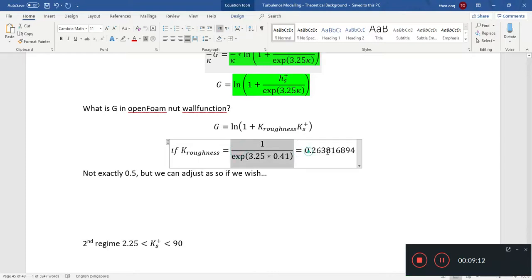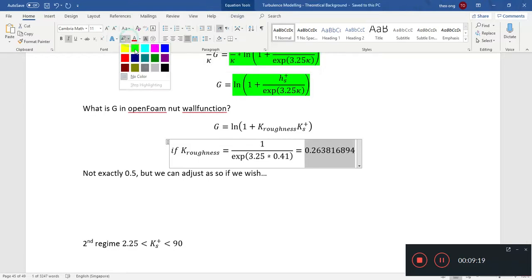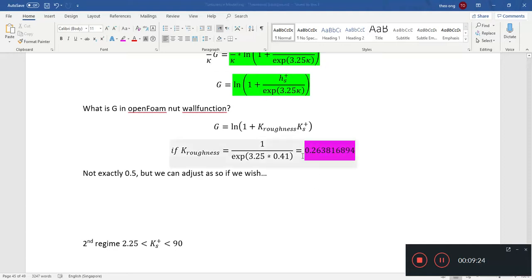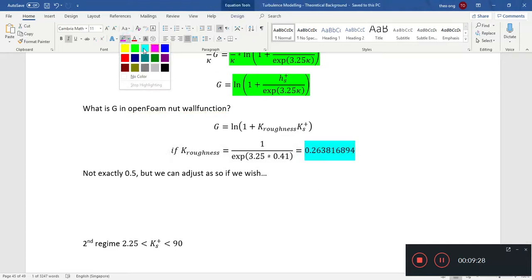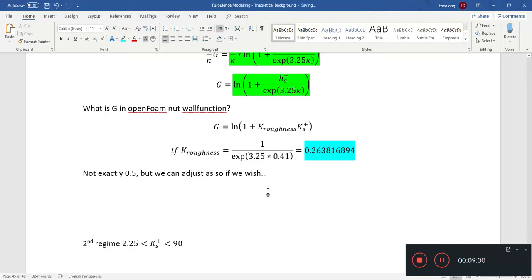K roughness is about 2.638. So this is something important to note. So I'll just highlight it here in maybe pink. Pink's a very bad color, it's very painful for my eyes. I mean, it's a nice color, but not for now. Cyan is better. So we use a cyan color to identify this K roughness: if we use this expression here, K roughness should be this much.